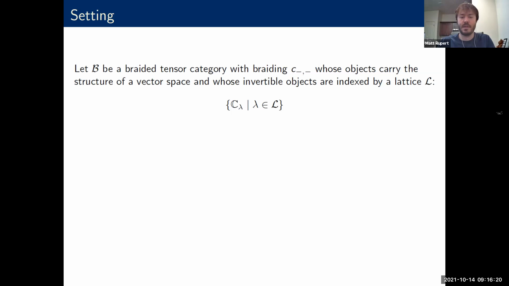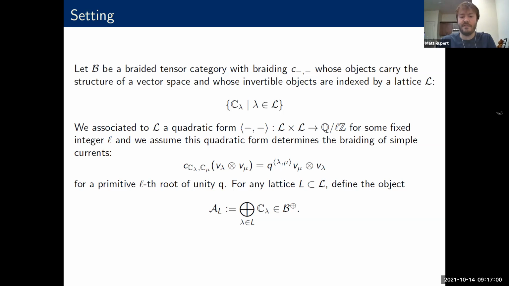Okay, so I'm going to start getting into the results of the paper. Let B be a braided tensor category whose objects carry the structure of a vector space and whose invertible objects can be indexed by a lattice script L. We'll denote these invertible objects by C sub L. An invertible object here just means that it's invertible under the tensor product. So there's some other object such that the tensor product of these two is the identity in the category.